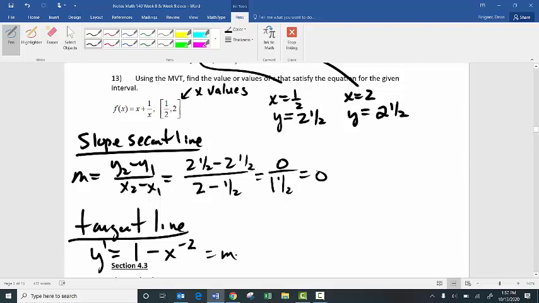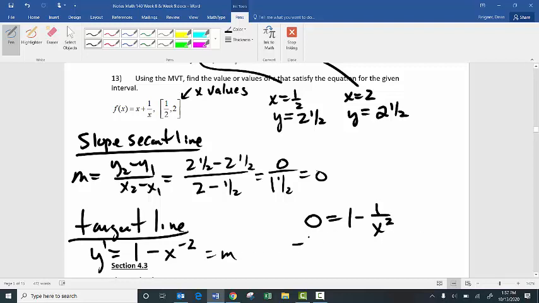So what we're trying to do is figure out what point has a slope of 0. So you're going to set 0 equal to your tangent line. I just changed that to 1 over x squared. So whatever slope you get for the secant line, in this case it's 0, you set it equal to your tangent line, and then you figure out the x value that gives you a slope of 0.